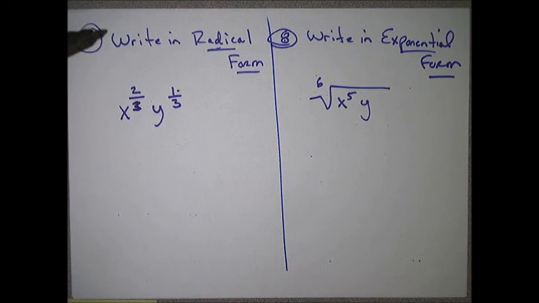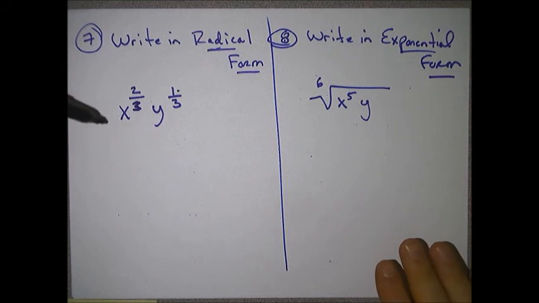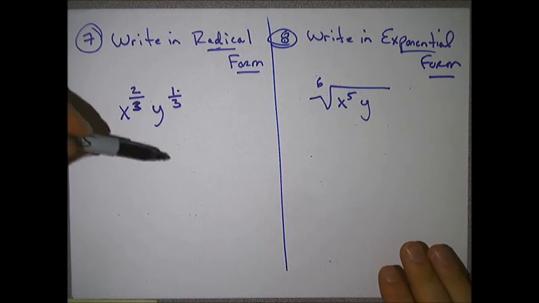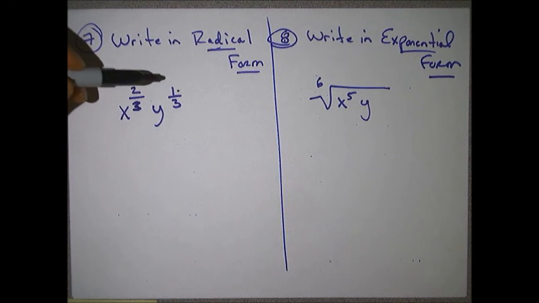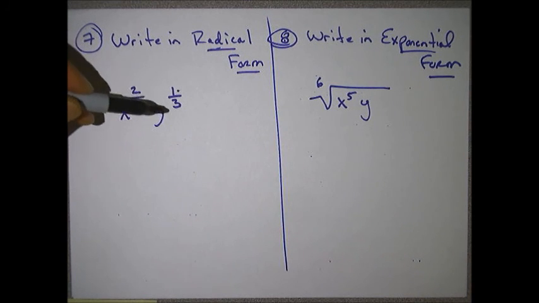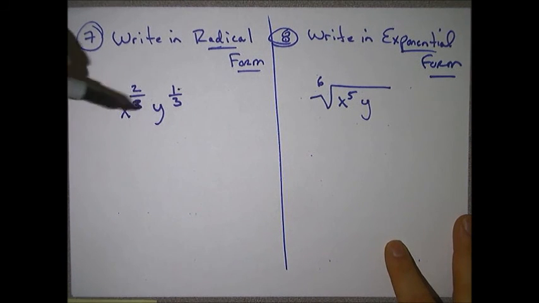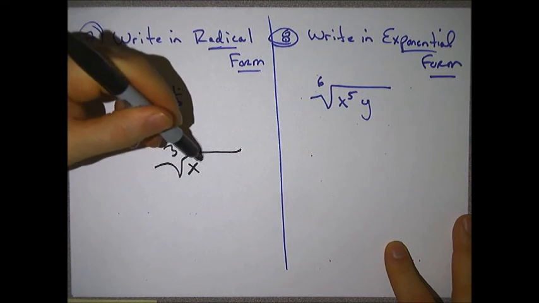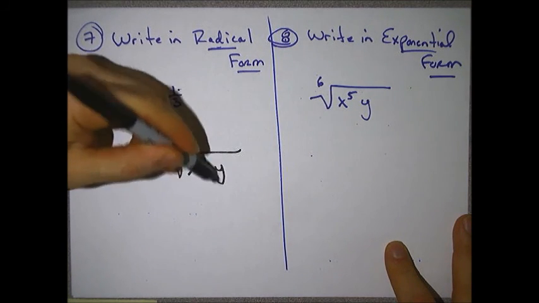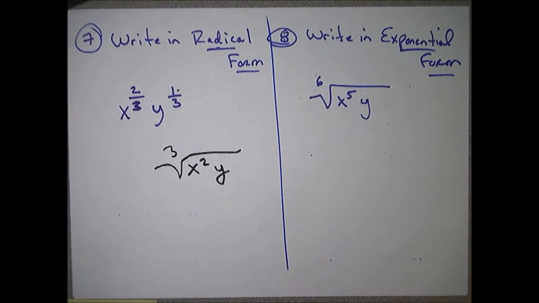Number 7 and 8 are the same kind of problem, just forwards and backwards. So if I'm going to radical form, radical means a root. I want these in underneath a square root. And we know that when you raise things to a fraction, the top part is the power and the bottom part is the root. So in both of these, for number 7, the root is 3, so we have a cube root, and it's x squared, y to the first, so it's just y. If you wanted to put a little 1 up there, that's fine, but it means the same thing.